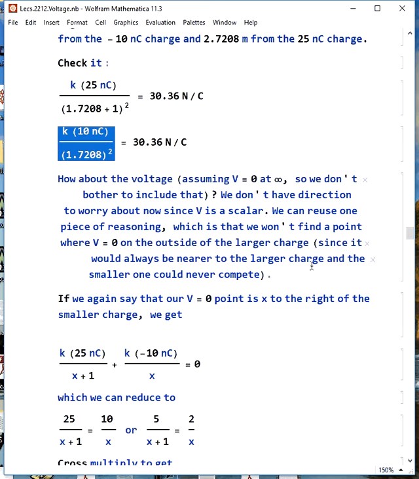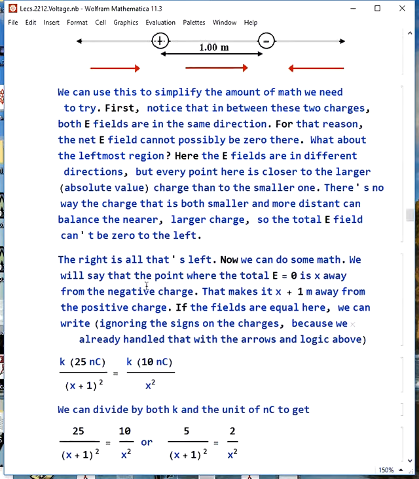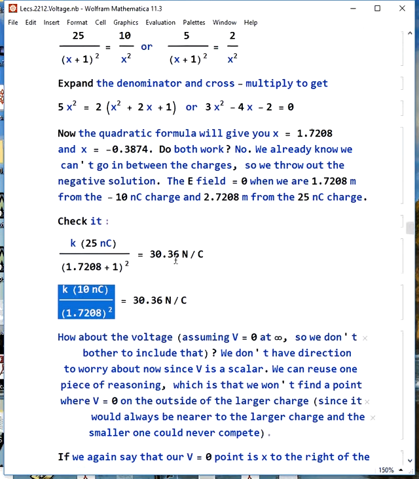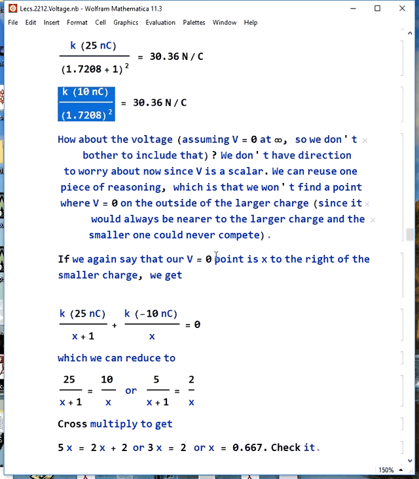So we could reuse one piece of our reasoning, which is we won't find a point where V equals 0 on the outside of the larger charge, since it would always be nearer. So we can't have V equals 0 out here, since that point will always be closer to the larger charge. So we can look between them and on the right. Now, let's put our point x to the right of the smaller charge like we just did.